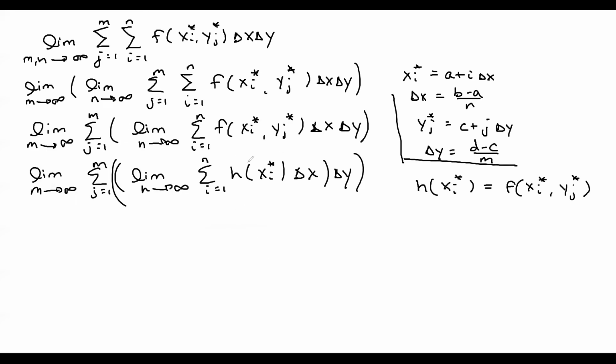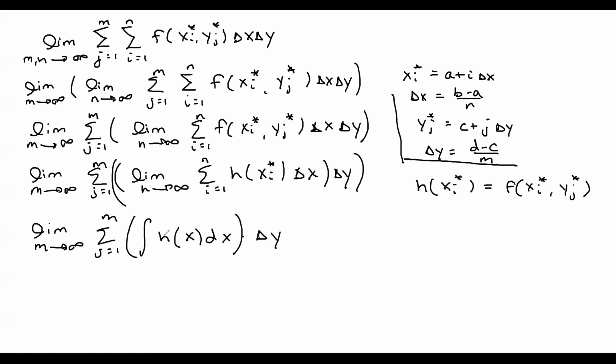Limit, sum, h of x sub i star, change in x. So boom, you can just replace that with an integral right in the middle. So this doesn't change, and this whole inner thing I'm going to replace with an integral. It's the integral of h of x dx. Then you've got this change in y that's still hanging out here. Okay, and then what was h of x? Well, if you take h of x and you put x in place of the x sub i star, then you're going to get f of x comma y sub j star.